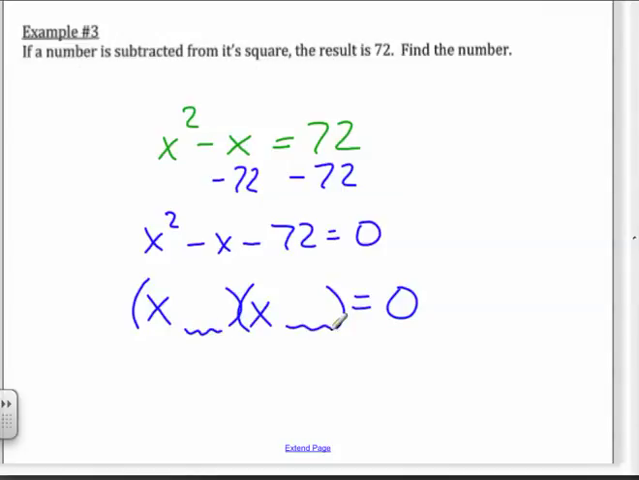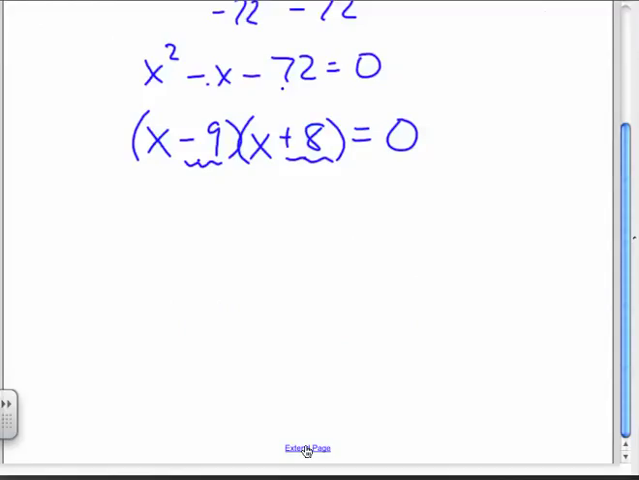Jordan? -9 and +8. And the reason is because when I multiply these two numbers, I get -72. But when I add these two numbers, I get -1. Okay? Now, here's the question, Reed. What does x equal? X equals +9 and -8, because that's what would make each one of these 0, which would make the whole thing 0. So there are two solutions to this equation, +9 and -8.